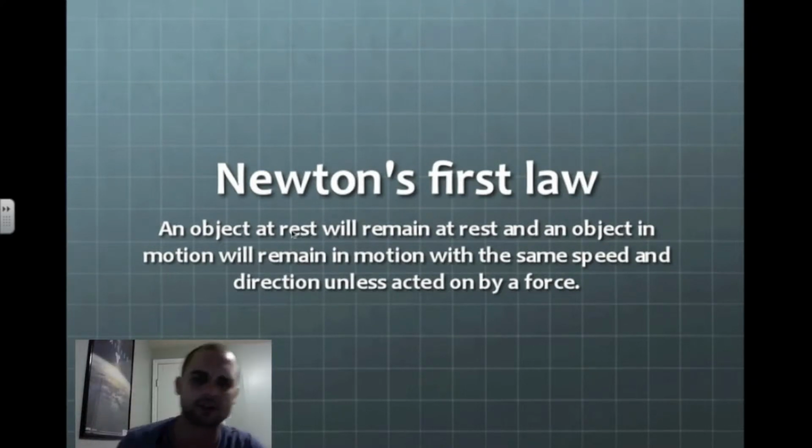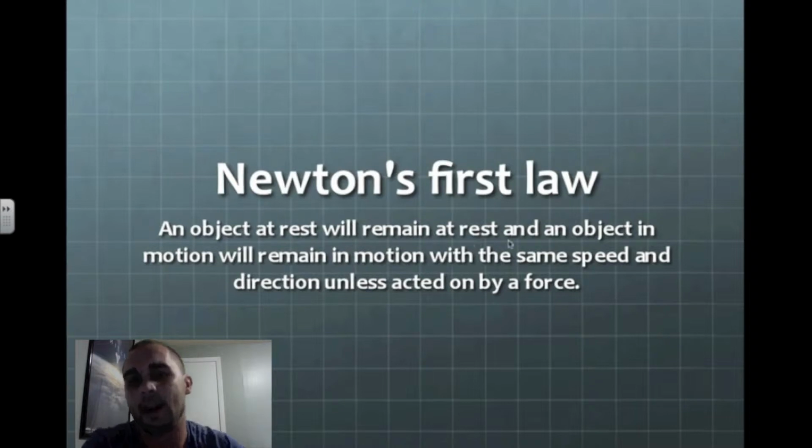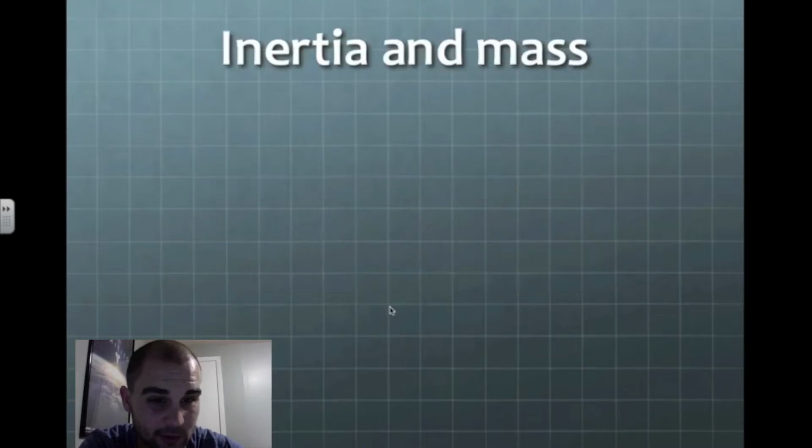Here's Newton's first law, and it states an object at rest will remain at rest, and an object in motion will remain in motion with the same speed and direction unless acted on by a force. An example of that would be if somebody threw a ball at a batter. Let's say we're playing baseball, and that batter hits the ball. He applied a force to the ball that caused it to change its direction. Okay, and that's pretty much what Newton's first law means.